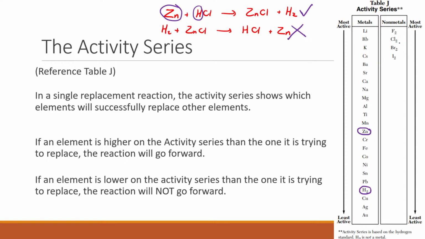The same thing goes for our nonmetals. If we're looking at nonmetals, they function the same way. Fluorine is going to replace chlorine, bromine, and iodine. Chlorine can replace bromine and iodine, but not fluorine. Bromine can replace iodine, but not chlorine and fluorine. Iodine can't replace anything.